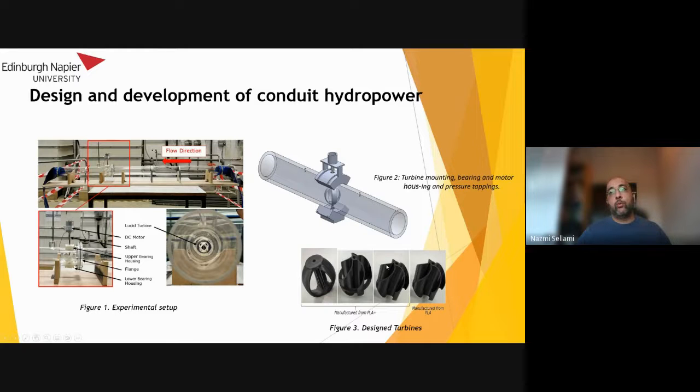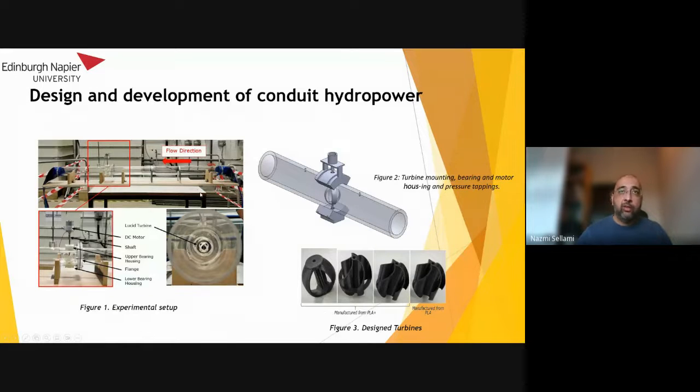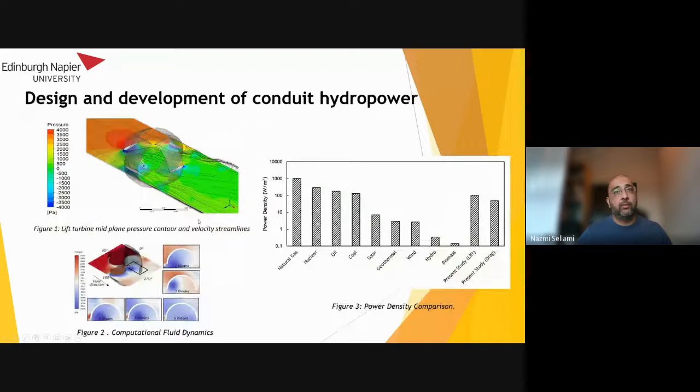What we did here, we tried to optimize the design based on lift and drag hydro turbines. The first one you see on the left-hand side is a lift turbine using an airfoil, and the other three are drag turbines. We optimized the number of fins and the thickness for the optimum production of energy. This is one of the CFD simulation results we used for the optimization, and as you can see here, we also did experimental testing to validate our numerical results.